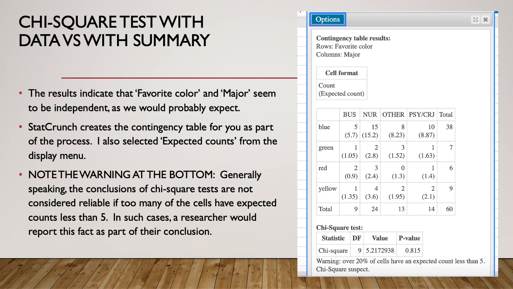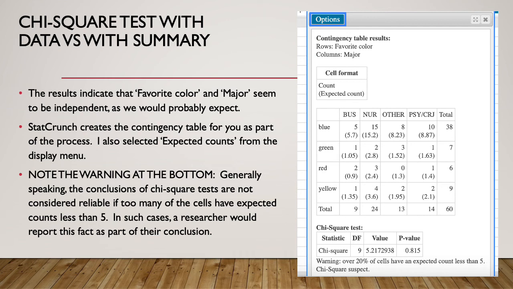Okay? And as a bonus, StatCrunch creates the contingency table, what we've been using as summary tables. So the integer numbers there, next to blue we've got 5 for business, 15 for nurses, 8 for other. Those are the counts that you would get summarizing the data that appeared in those columns. And I also checked at expected counts, those in parentheses underneath.